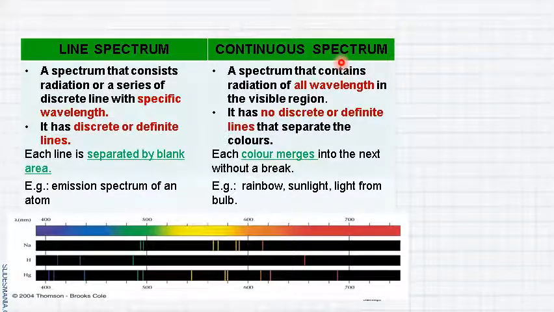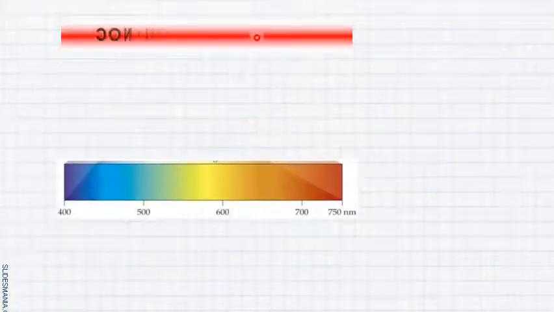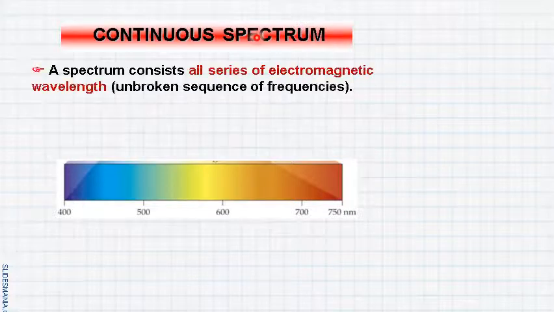For continuous spectrum, the radiation consists of all wavelengths in the visible region. There is no discrete or definite line that separates the colors. Each color merges into the next without a break. For example, rainbow, sunlight, and light from a bulb. Okay, we check the continuous spectrum.